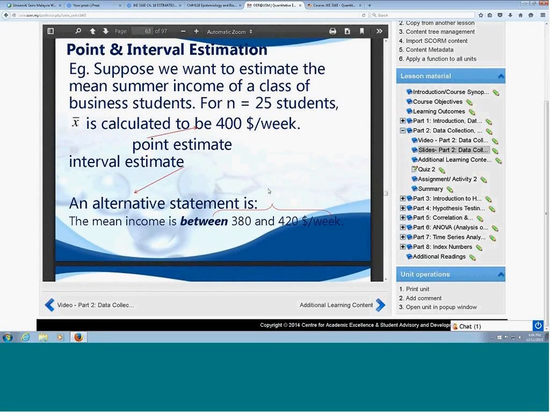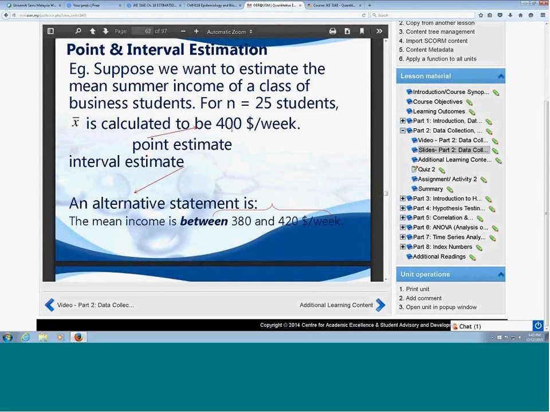Okay, the questions. The scenario will give you a hint. You must look for this information: what is the sample size? In this case, we want to estimate the mean summer income of a class of business students. So the sample size is 25 students, and X bar is calculated to be $400 per week. So this is the sample statistic, the point estimate.